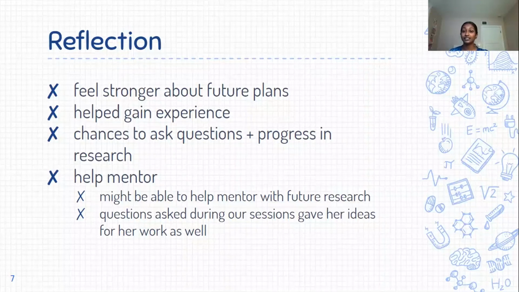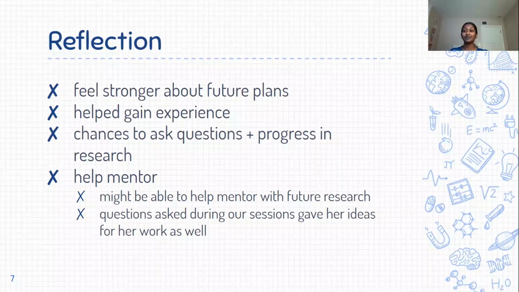It did help me gain experience, even though I've taken AP courses in science and done labs. It wasn't as interesting as this research experience and being able to actually hands-on write an analysis and a research paper on my own. It also gave me chances to ask questions and make progress in research with my mentor and be able to actually understand what research is in a main medical field, in the science field, to just understand what research really is and how it works.